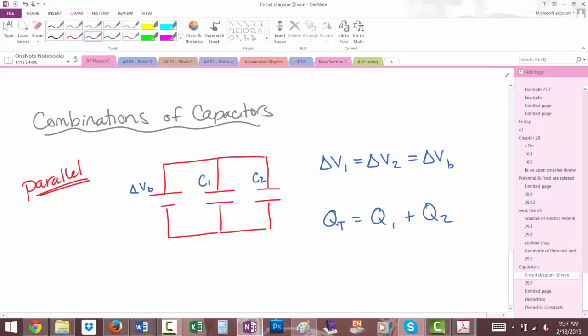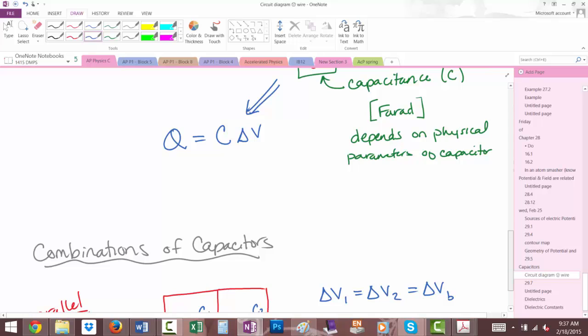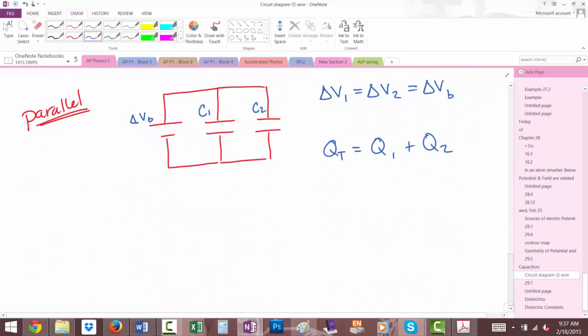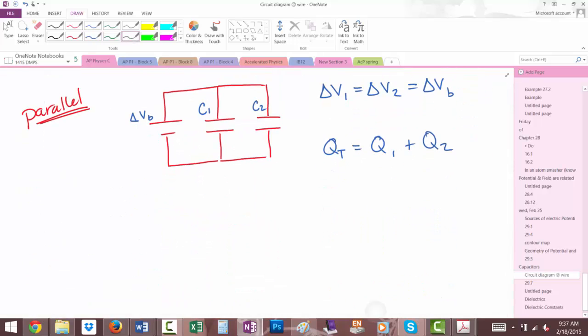Okay. Cool. So now I'm going to take that thing that I wrote down, Q is equal to C delta V, and I'm just going to write it down here. So instead of writing Q, I'm going to write this as the C. And I'm not going to write C total because usually we call it equivalent. So I'm going to call this CEQ.